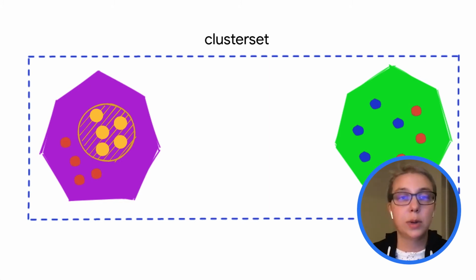So first, quick bit of terminology. When both of these clusters are part of the same MCS installation, we call them a cluster set. So this means that they meet some minimal requirements that are in the MCS API KEP for namespace sameness and awareness of each other. And the important part is that together, these clusters are referred to as a cluster set.